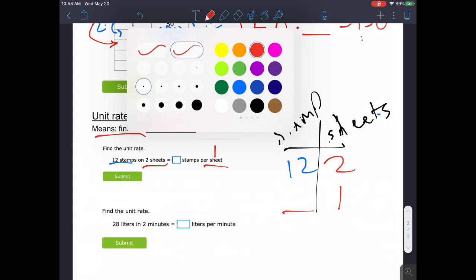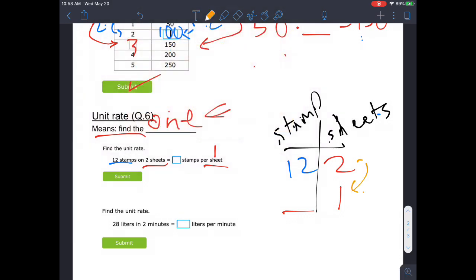So how do I go from 2 to 1? I can divide by 2. I could also multiply by 1/2. So over here, I divide by 2, and I get 6. So there's 6 stamps per sheet.